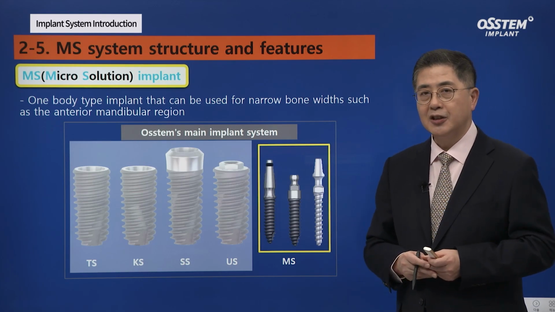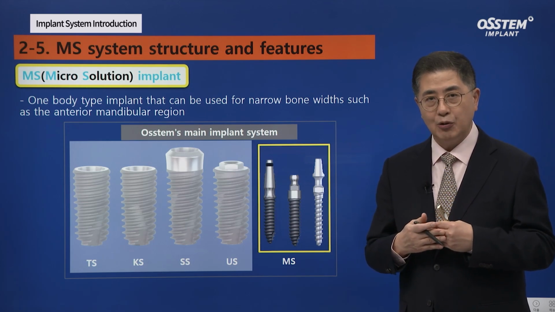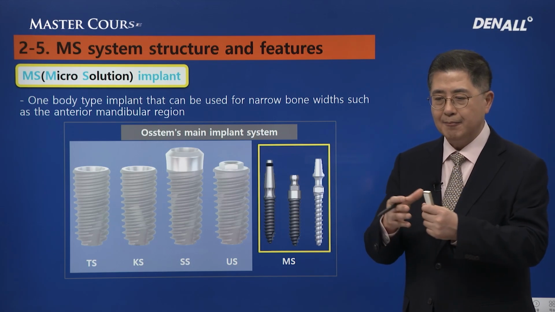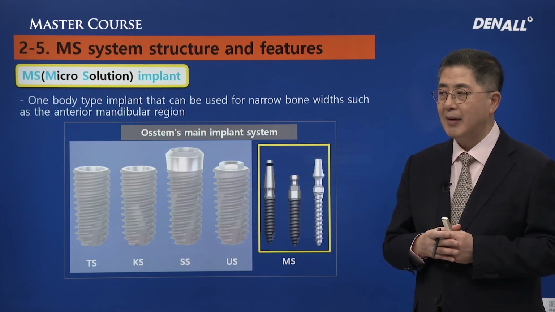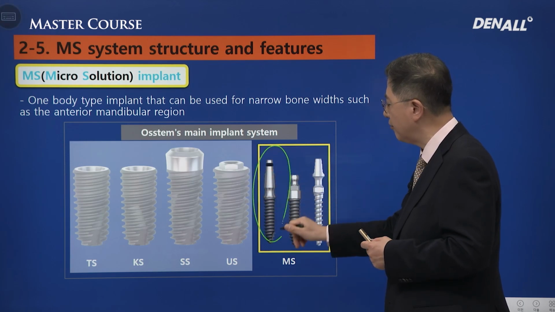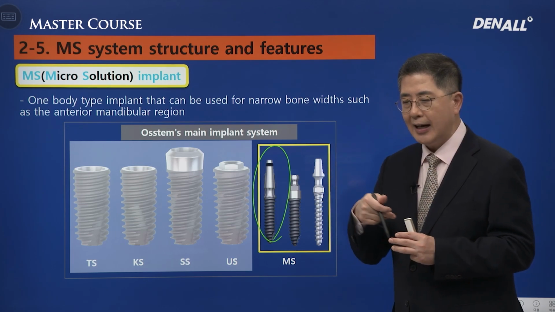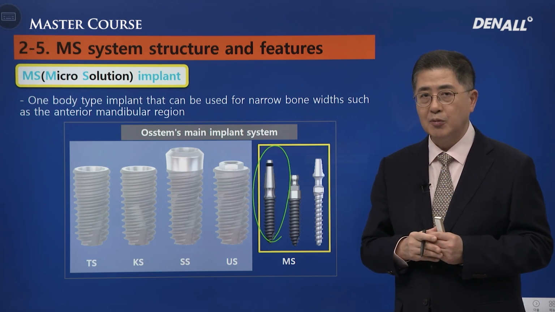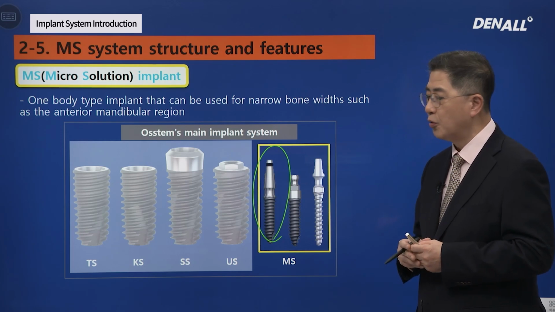In the lower anterior area, there's very limited mesiodistal and buccolingual dimension. It is quite difficult to use a two-piece type implant where the implant and abutment are separated. The bone quality is extremely lacking. OSSTEM has produced a one-body MS implant. The MS implant is placed by just drilling once or twice. Therefore, there can be issues with primary stability and the failure rate is higher compared with other areas.